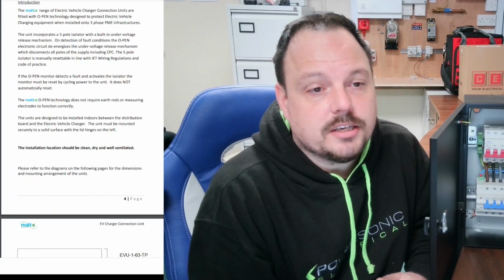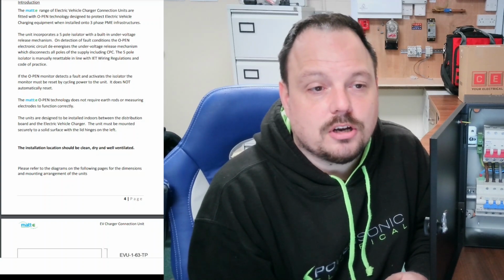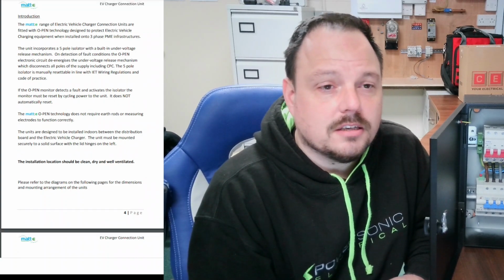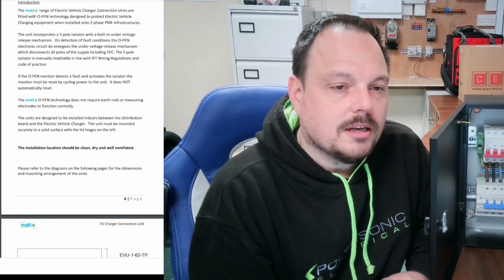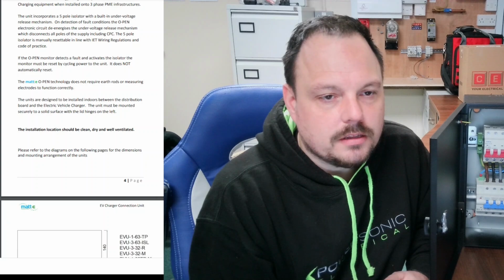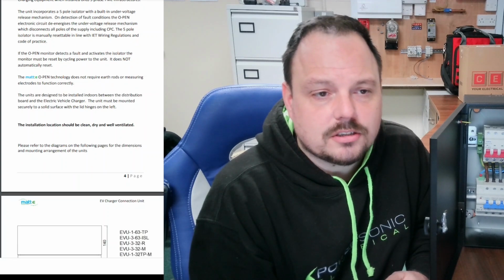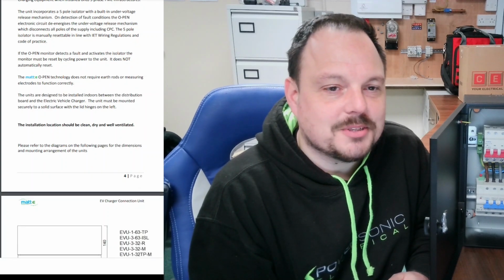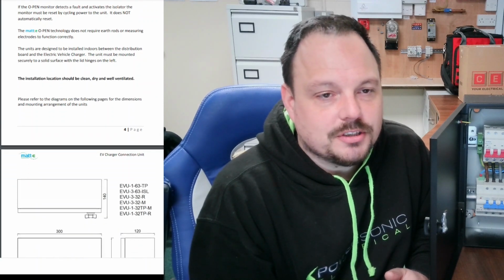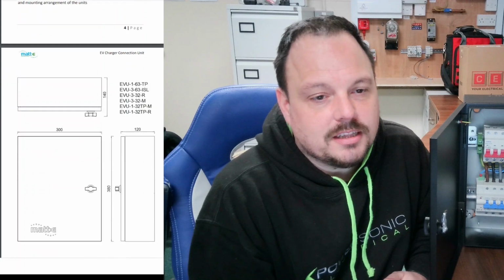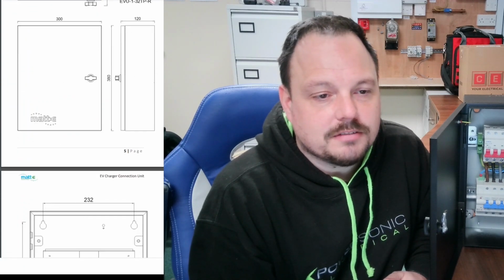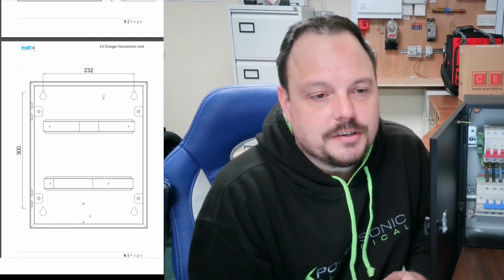So it says here that the open technology does not require earth rods or measuring electrodes to function correctly, so it doesn't need any reference to earth aside from what you would have on your normal PME system. The units are designed to be installed indoors, so that's a good point of note. You can't go fitting these outside, and it needs to be mounted securely with the lid hinges on the left. So it's clearly stating that there. And then you get all of your sizes and everything, which is great, with your fixing points and such.